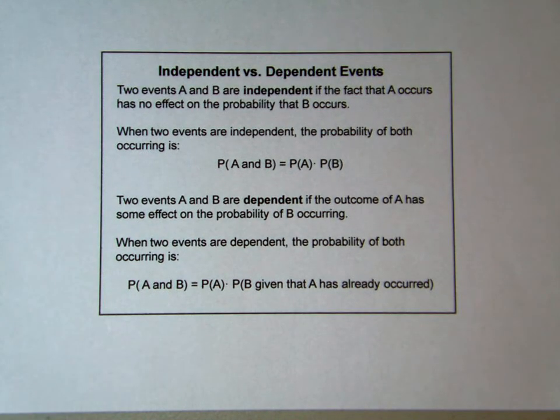2 events, A and B, are independent if the fact that A occurs has no effect on the probability that B occurs. When 2 events are independent, the probability of both occurring is, and what you do is multiply those 2 individual probabilities together.